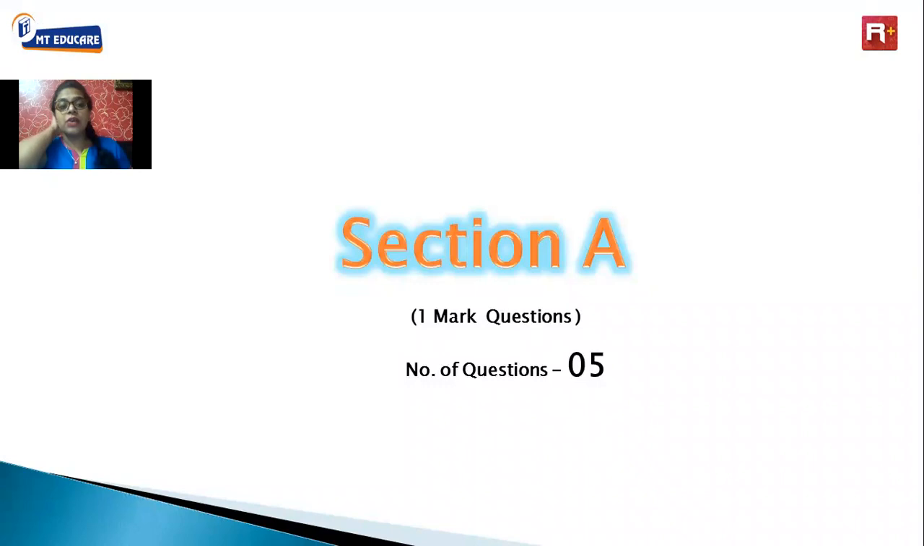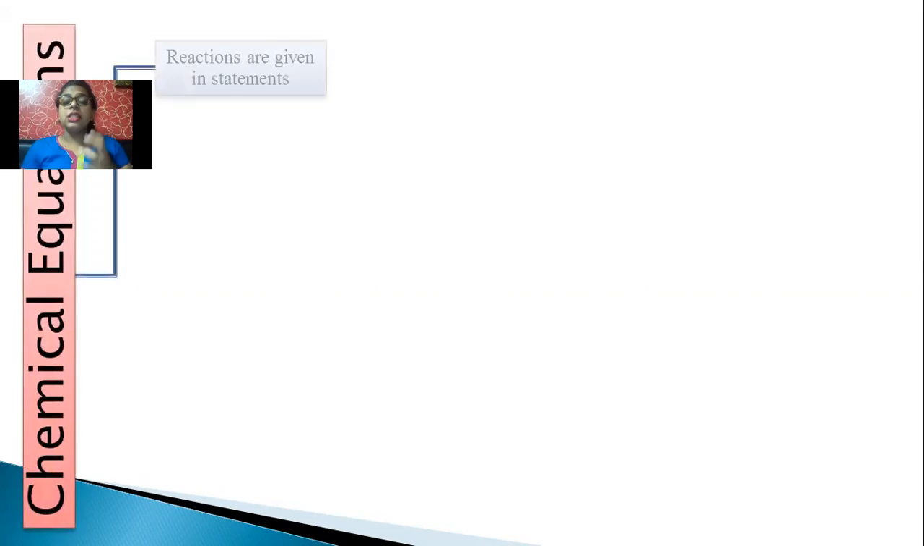As I've told you just now, section A consists of 1 mark questions. Related to chemistry, you will get 4 to 5 questions that are 1 mark each. So let's see the variety on the basis of which the questions will be asked. The very first type of question that can be asked is about the chemical equation. Now, students, a chemical equation can itself be asked in many different ways. The very first way in which it can be asked is in the form of a statement.